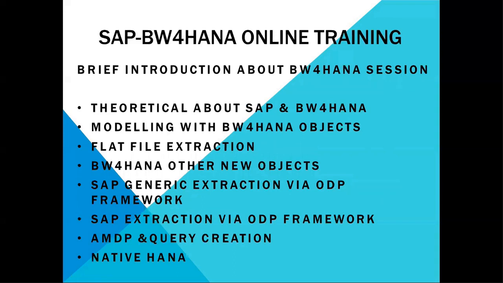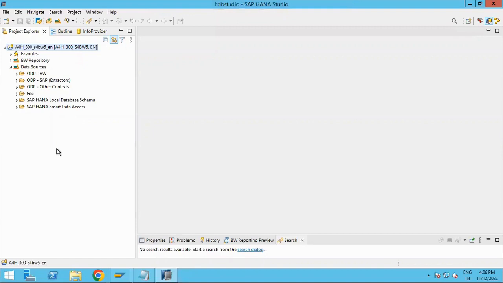Brief introduction about the BW4 HANA sessions. I will be covering the following topics in this BW4 HANA online training session: theoretically about SAP and SAP BW4 HANA, modeling with BW4 HANA objects, flat file extractions, other new top layer objects in BW4 HANA, SAP generic extraction via the ODP framework, SAP extractions via the ODP framework, and many more.